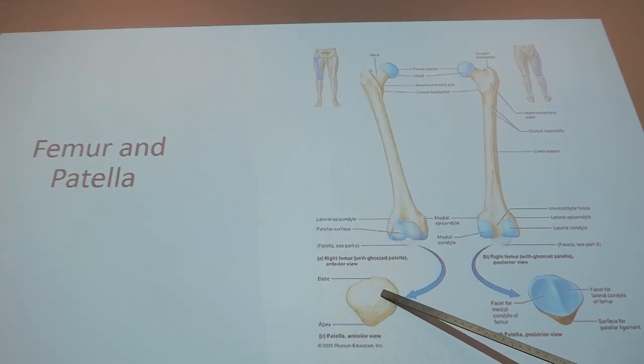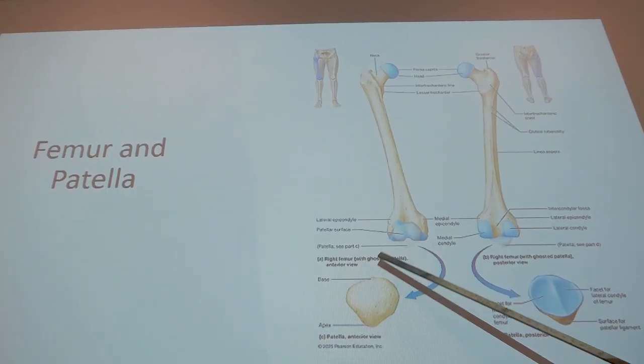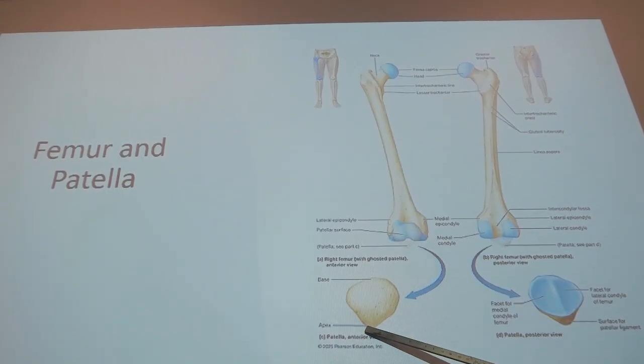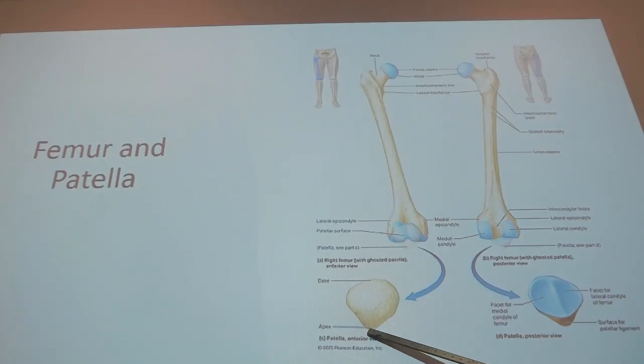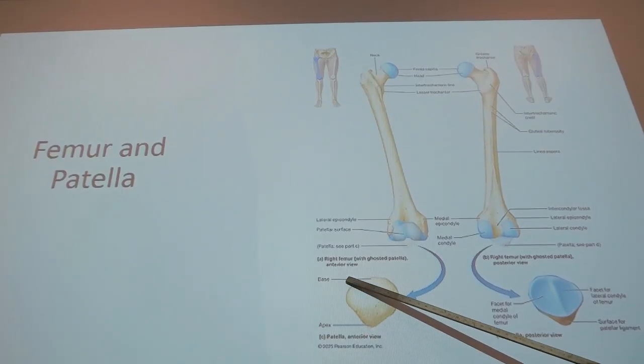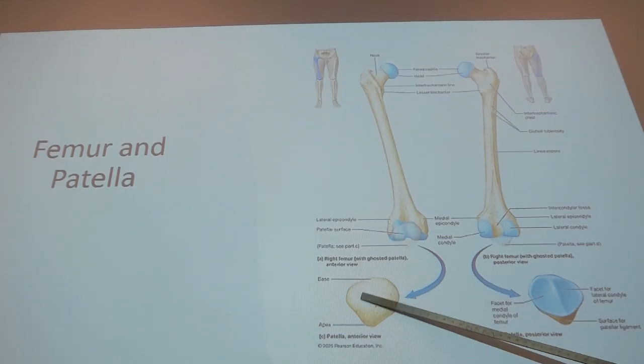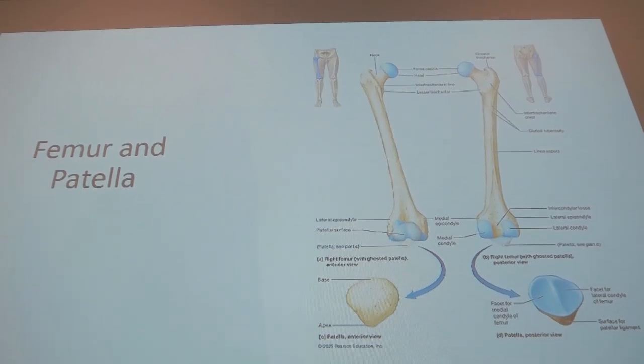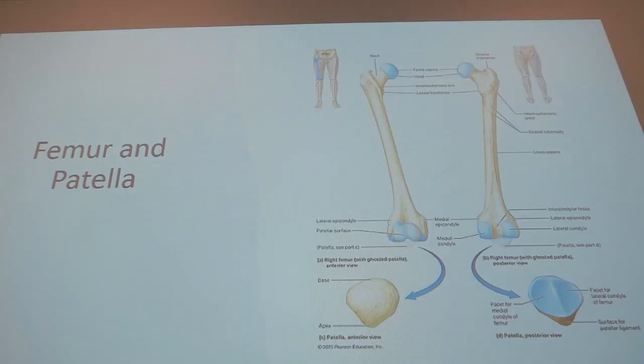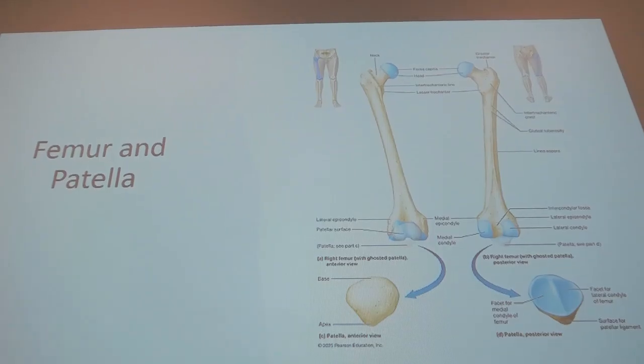So here's the patella. In the anterior view, this is the base that faces proximally, and this is the apex that faces distally. It's like a triangle. And it is convex anteriorly. If you feel your patella, it's not flat. You can feel a little bump, so it's convex. It's the opposite of concave, which will be like this.